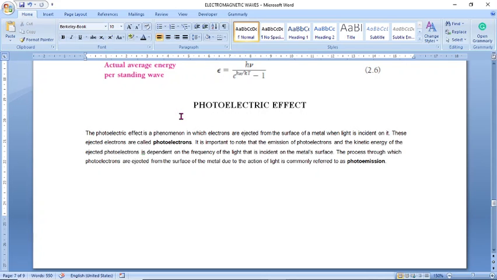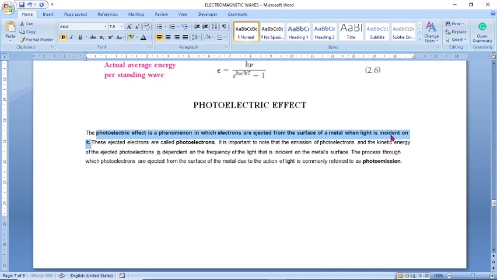Photoelectric effect is a phenomenon in which electrons are ejected from the surface of a metal when light is incident on it. Okay. These ejected electrons are called photoelectrons.